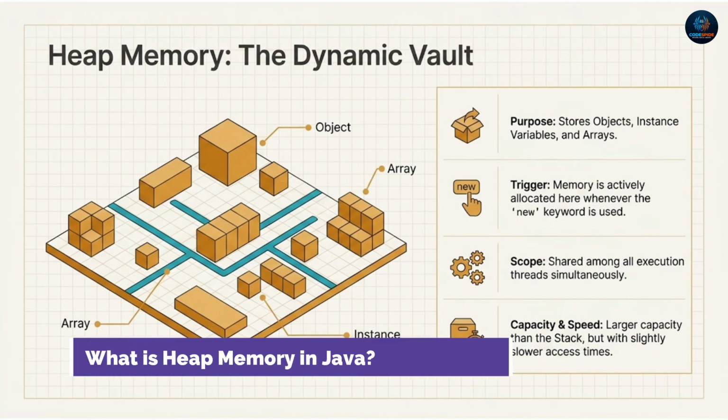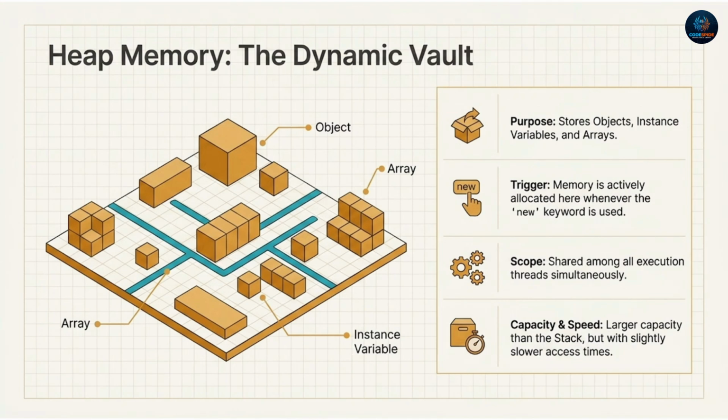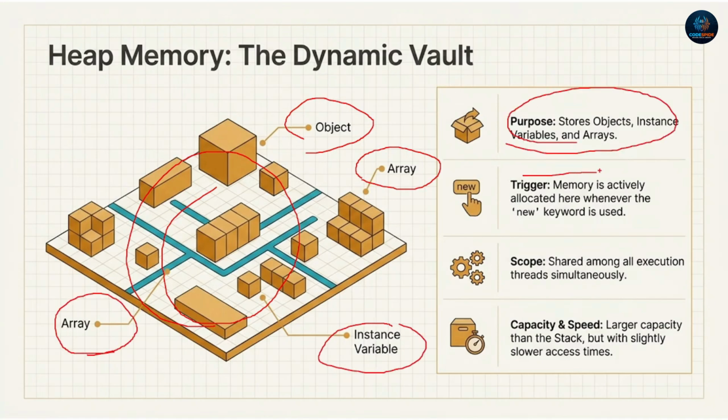Next, let's understand heap memory. Heap memory is the area where objects are stored. Whenever we use the new keyword, Java creates an object inside heap memory. Heap memory is responsible for creating and storing objects, and is used for storing arrays and instance variables. It is triggered when memory is actively allocated here, when the new keyword is used. Its scope is shared among all execution threads simultaneously. It has a larger capacity than the stack but is slightly slower.